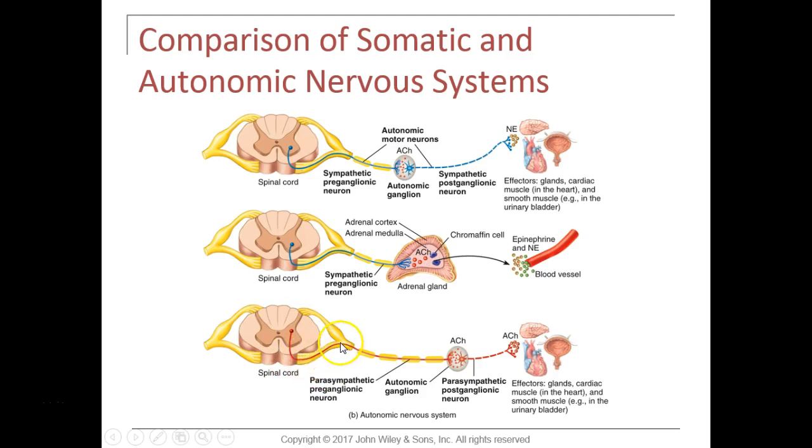So that preganglionic neuron then leaves and terminates in what we call a parasympathetic ganglion. And there, the preganglionic neuron is going to release acetylcholine as its neurotransmitter. It's going to activate the postganglionic neuron to fire off an action potential, and the neurotransmitter released by the postganglionic neuron of the parasympathetic system is always acetylcholine. So let's talk about some of these things.